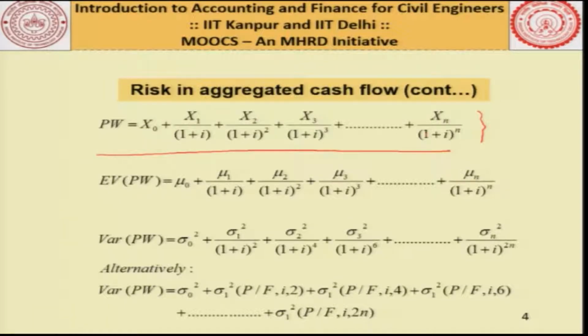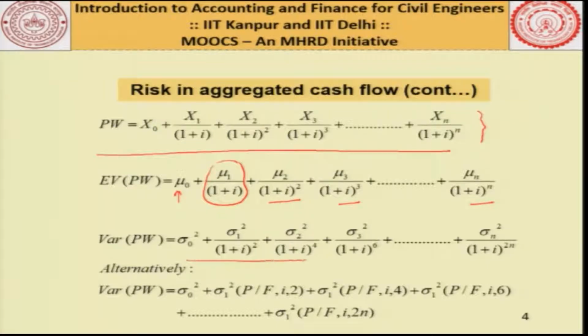Now, the expected value of present worth, you have already been calculating this. I am just introducing the symbol mu 0 here at time t is equal to 0, that is the mean value there for all my x zeros. For year 1 it is given by mu 1 upon 1 plus I, mu 2 upon 1 plus I raised to power 2 for the second year, this is for the third year and this is for the nth year.